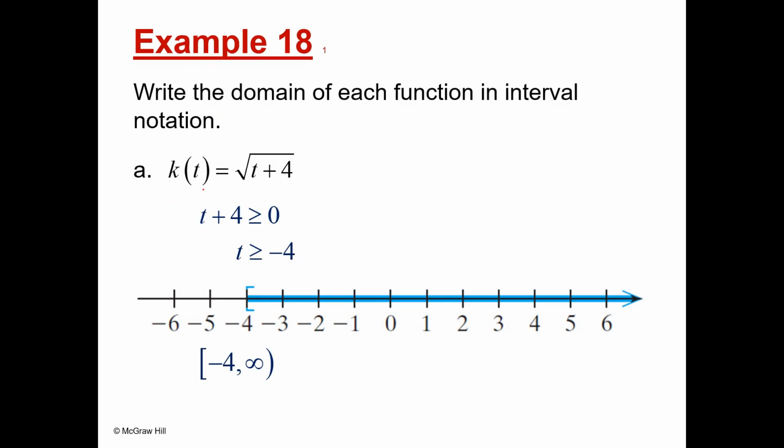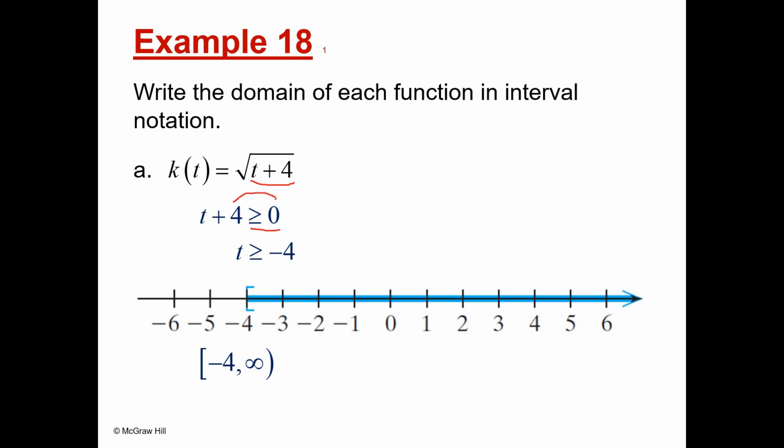For this one, k of t, this function is equal to radical t plus 4. To solve this one, we're gonna write this inequality. t plus 4 is greater than or equal to 0. Why do we write this one? Because this one cannot be negative. We mentioned before that you cannot take the square root of a negative number. It should always be positive. So we write this term over here should always be positive. Let's solve it. Solve for t.